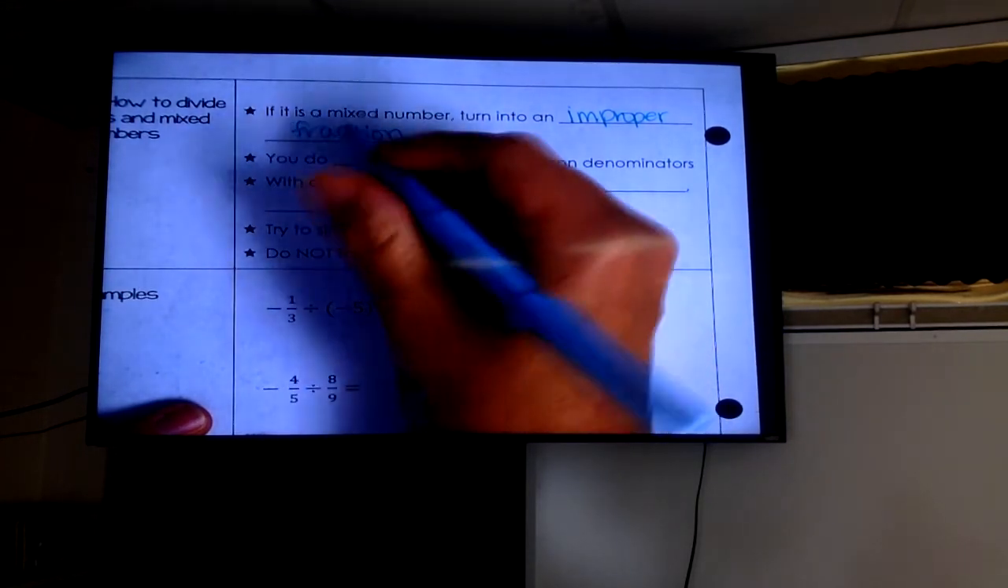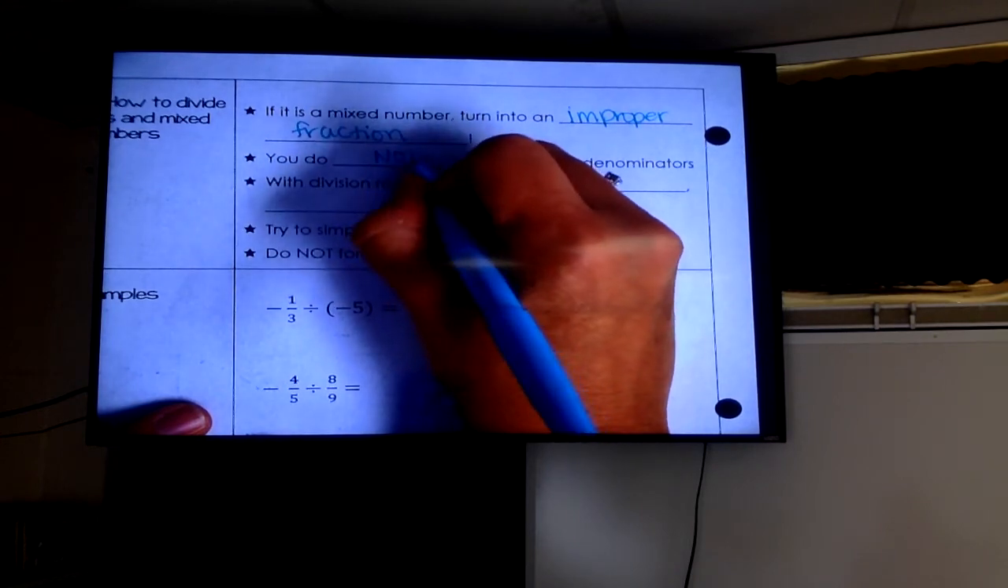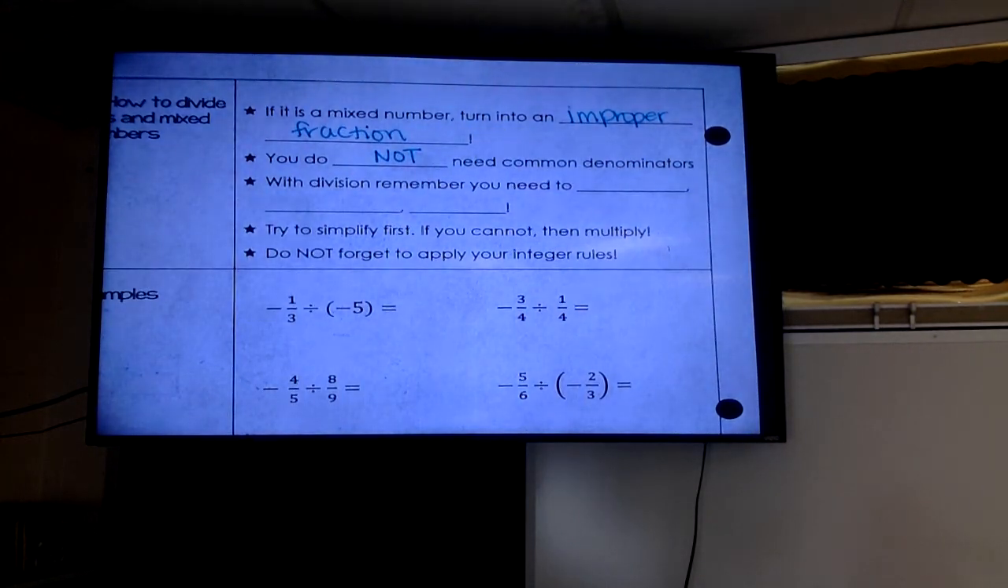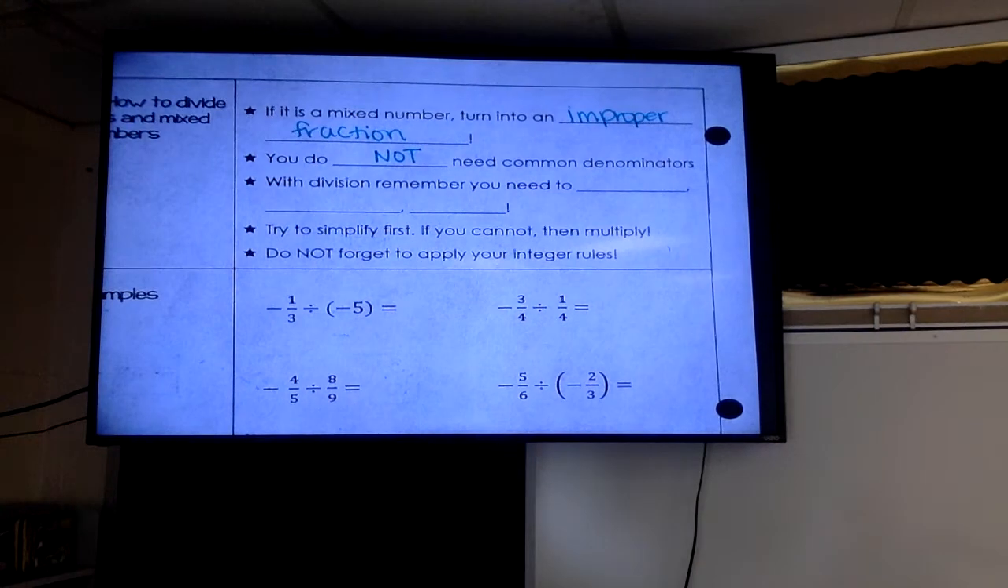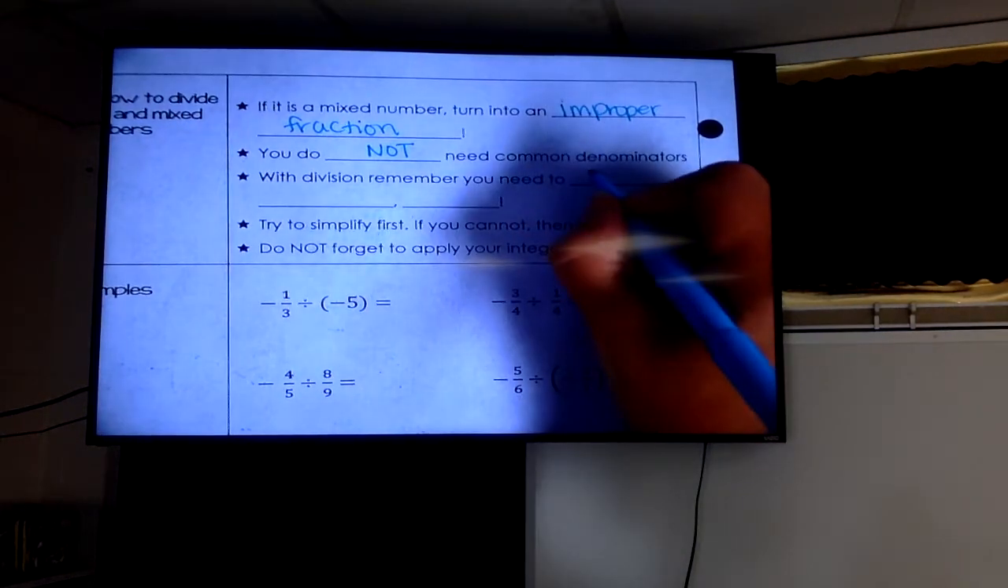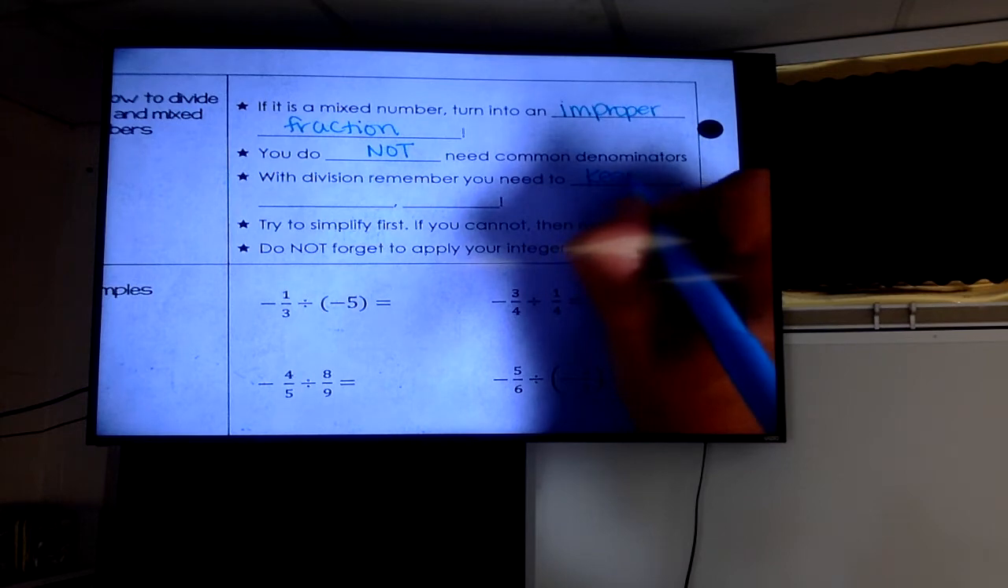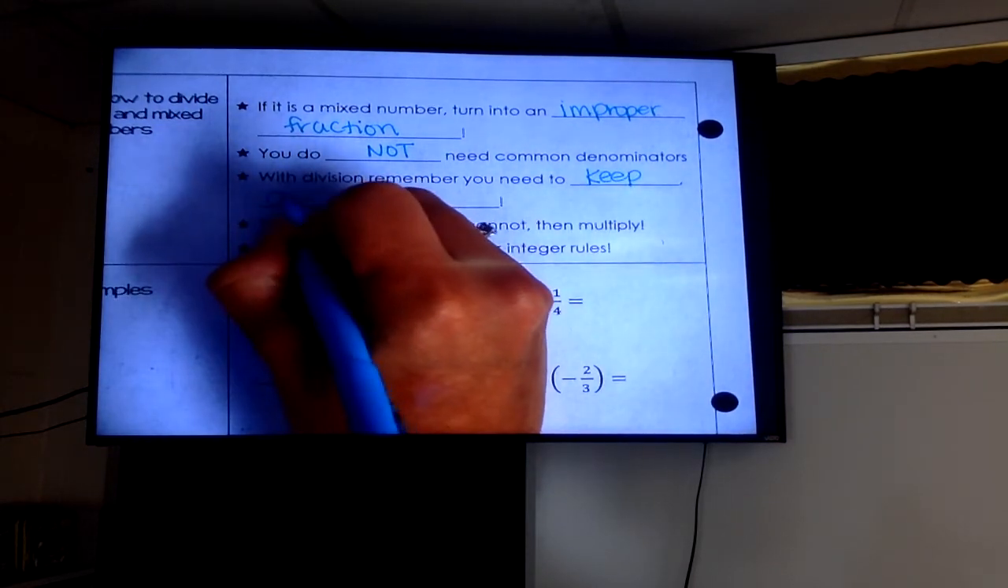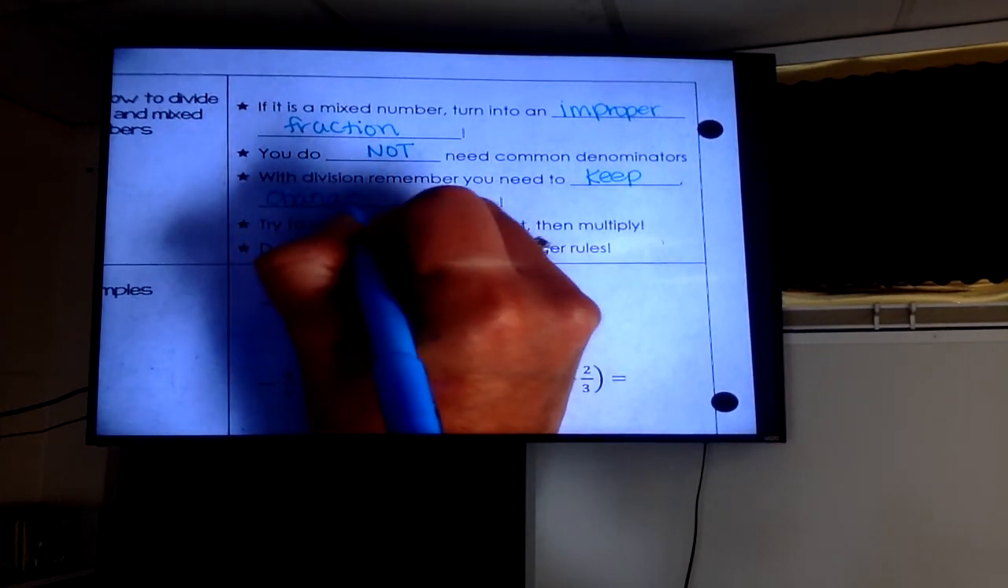Okay. You do not need common denominators. Man, this is starting to sound an awful lot like multiplication. Now with division, remember you need to blank, blank, blank. So last year you learned a 3-word phrase, which is similar to leave, change, opposite, but it's not exactly. We called it keep, change, flip.